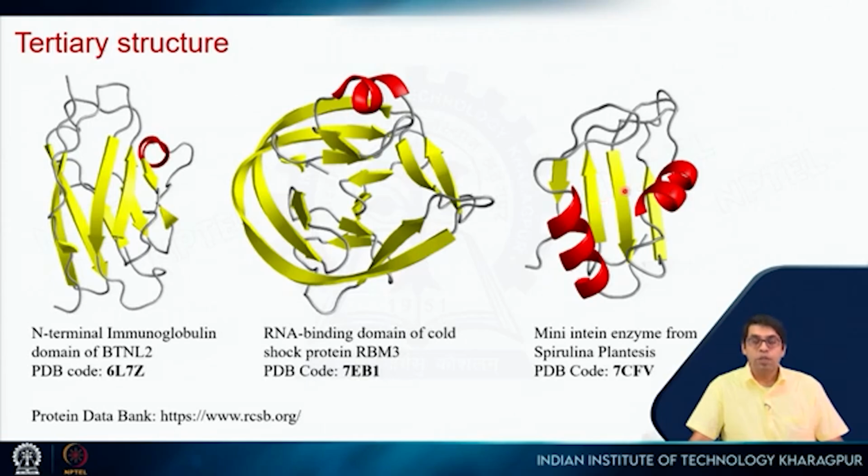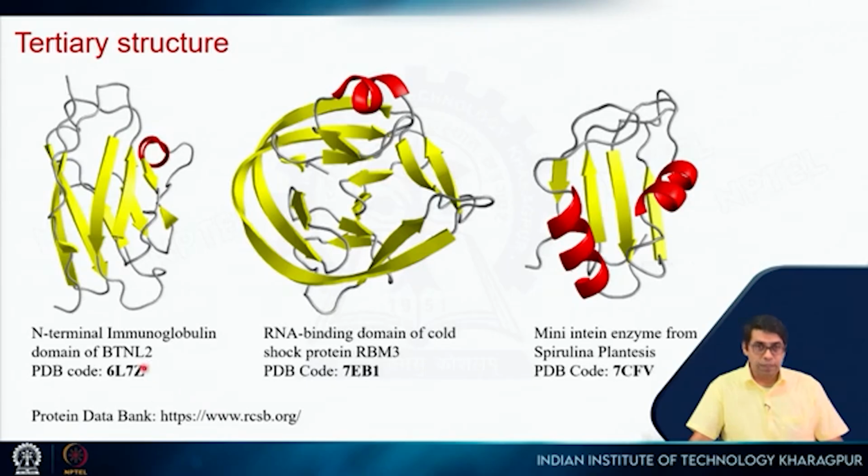Protein structures are typically solved by 3 different techniques now. One is X-ray crystallography, the other one is NMR spectroscopy, and the third one is cryo-electron microscopy. Whenever these protein structures are solved by different labs throughout the world, they are all deposited into a data bank or a repository which is called the protein data bank. Here is the link for the protein data bank. You can go there and check out these protein structures.